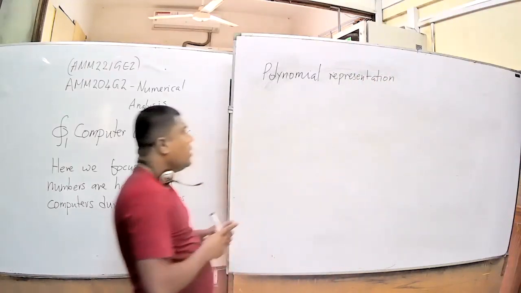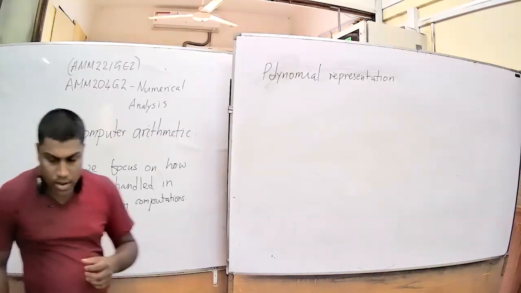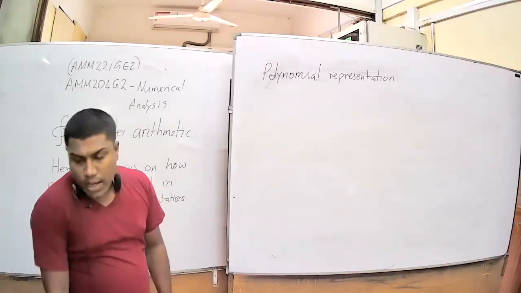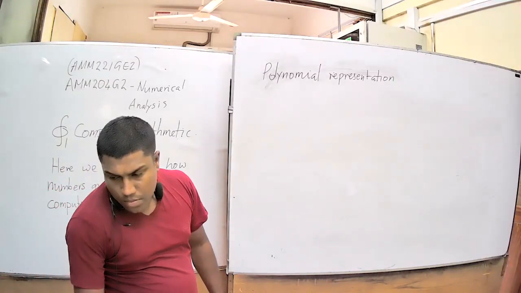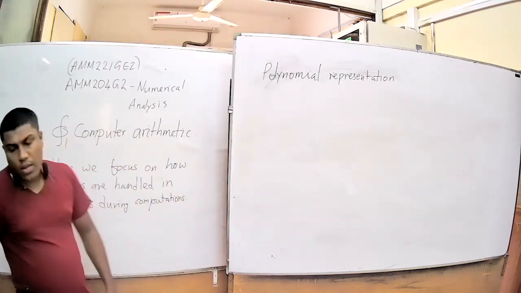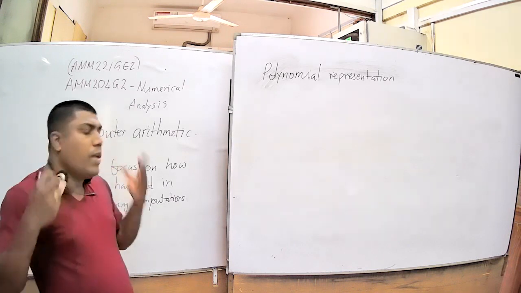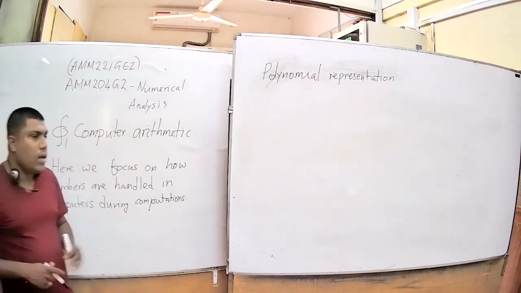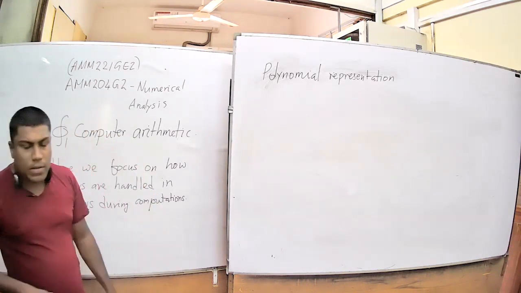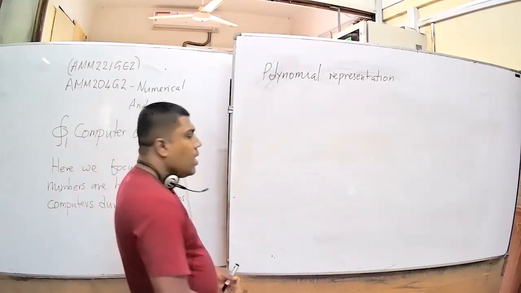First we are going to see the polynomial representation of a number. Say for example, this is something very familiar for you. You have seen this many times in your life from very basic mathematics courses.